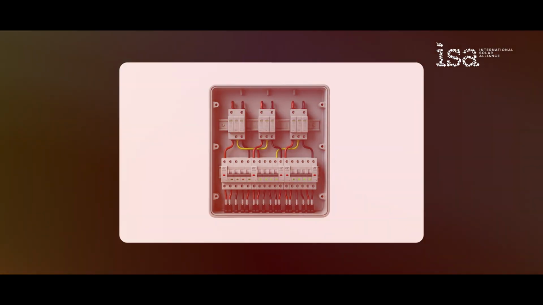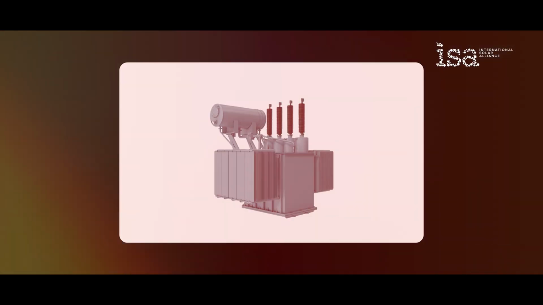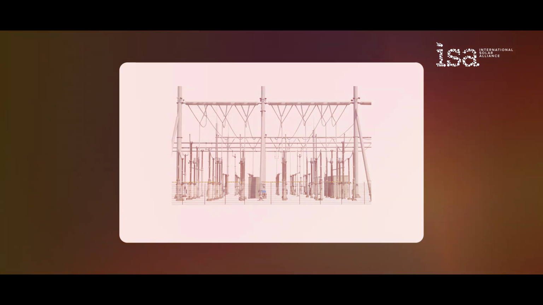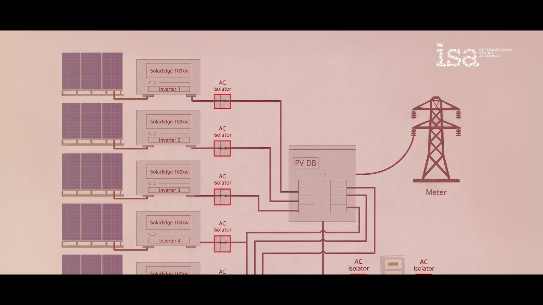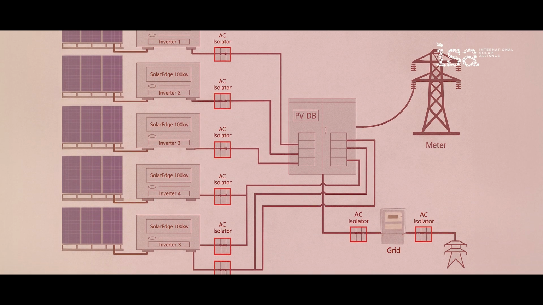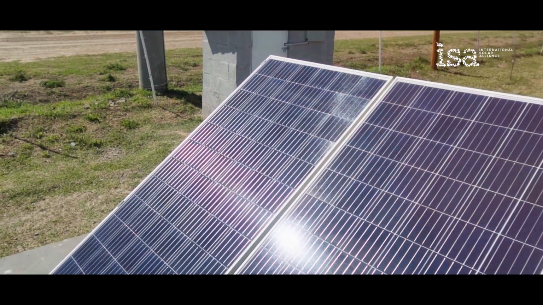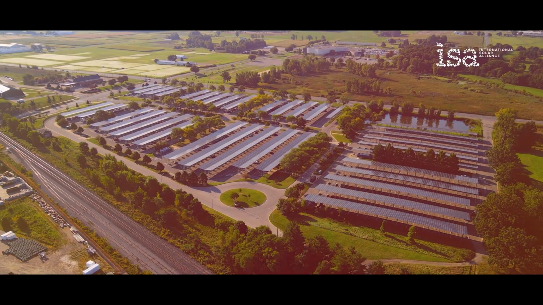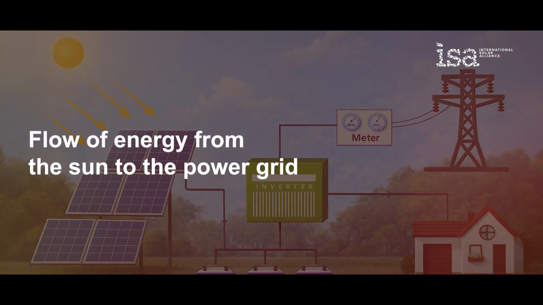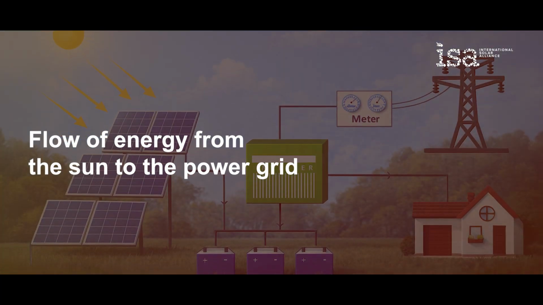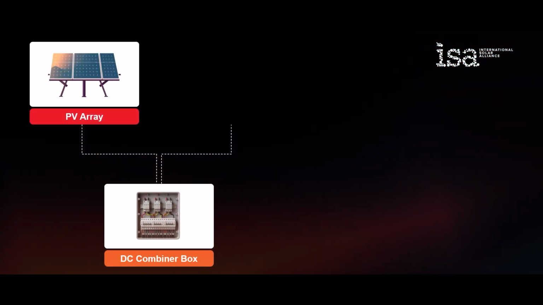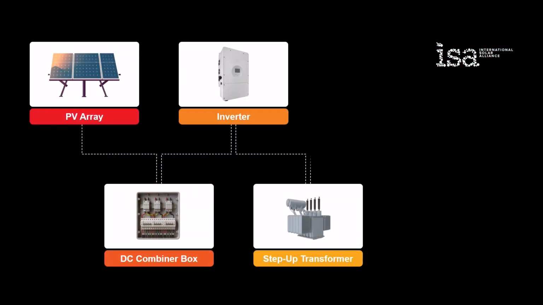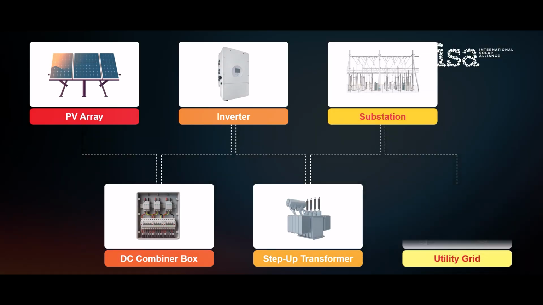Key components include the PV array, DC combiners, inverters, transformers, and switchyard, which then connects to the utility grid. Simplified symbolic layout of electrical connections. A simplified symbolic layout of the electrical connections for a large-scale photovoltaic PV system shows the flow of energy from the sun to the power grid, highlighting the major components and the conversion process. PV array, DC combiner box, inverter, step-up transformer, substation, utility grid.